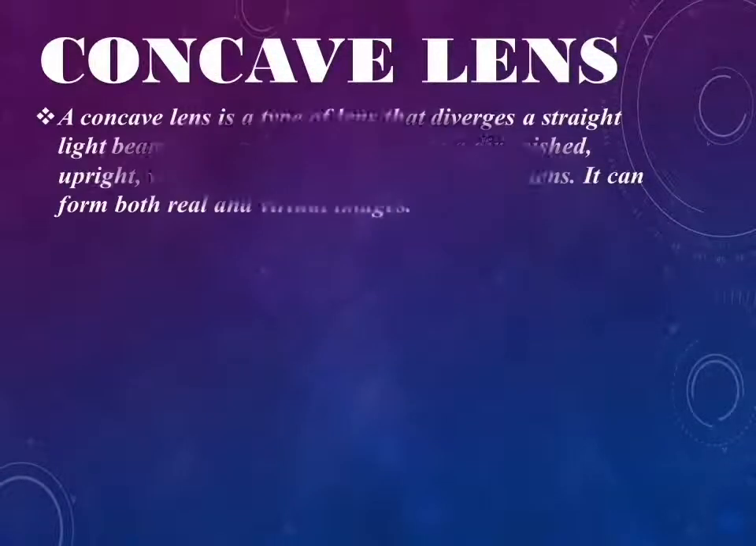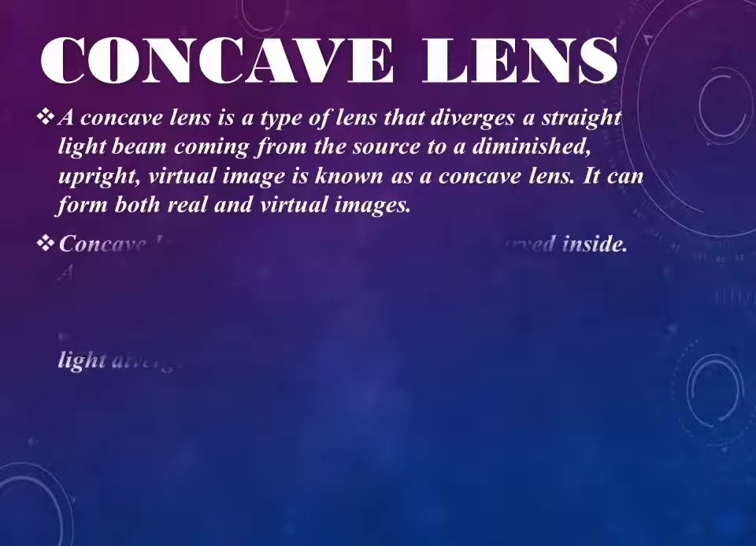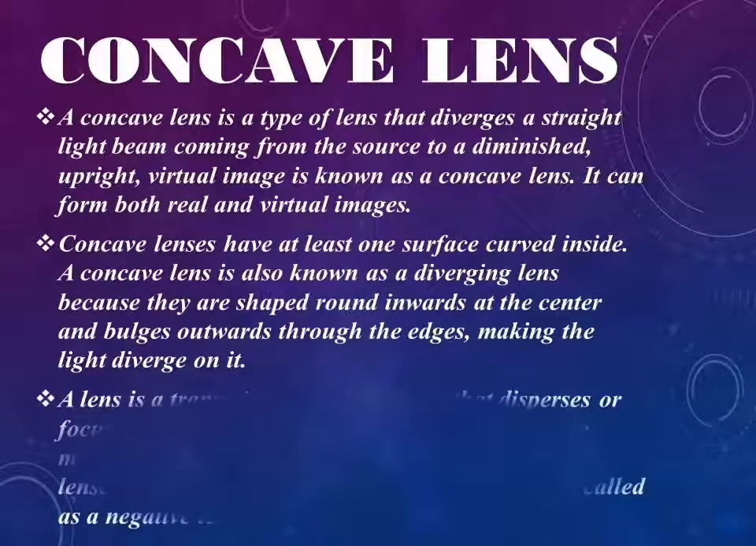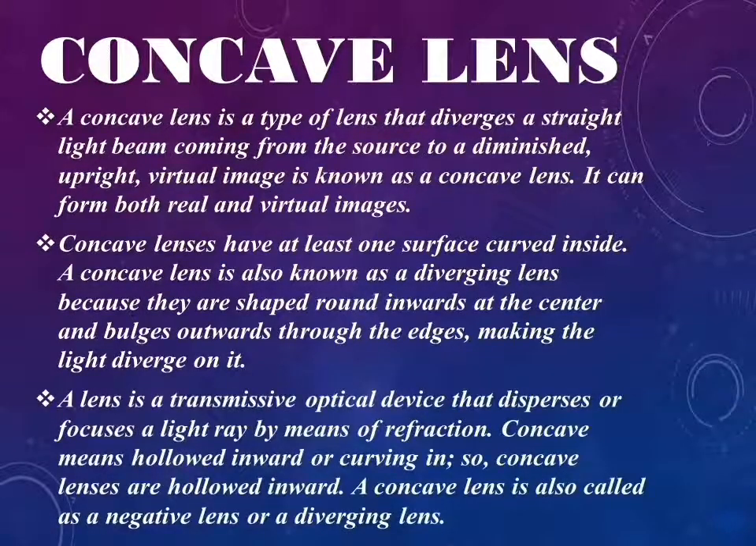Concave lens. A concave lens is a type of lens that diverges a straight light beam coming from the source to form a diminished, upright, virtual image. It can form both real and virtual images. Concave lenses have at least one surface curved inside. A concave lens is also known as a diverging lens.